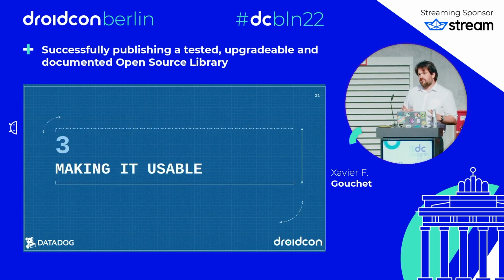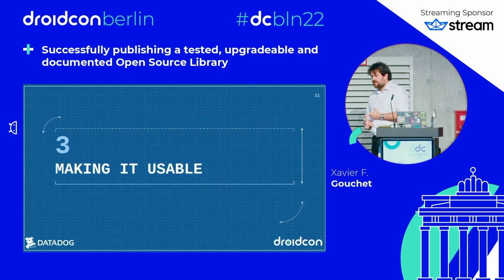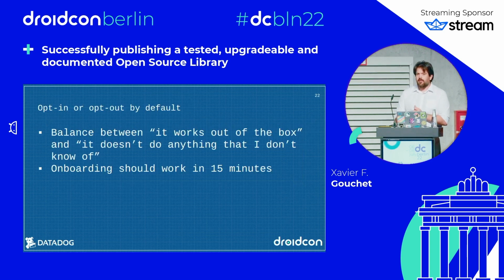So now we have a library. It's safe. It's efficient. We need to make it usable. And the users of the library are going to be developers, so we want to make sure that they can use the library as easily as possible. One of the first questions that you want to ask yourself is, are the features that I offer opt-in or opt-out by default?